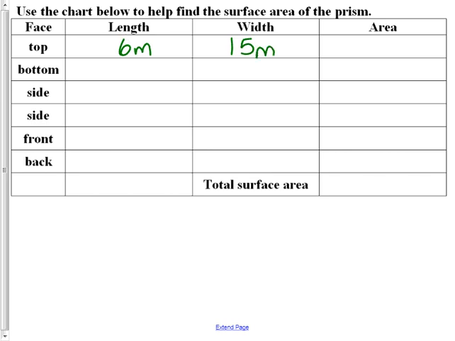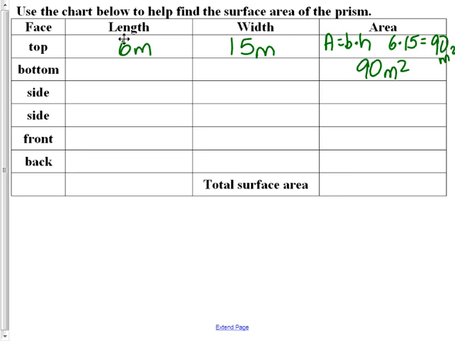And 6 times 15, and the reason I'm doing 6 by 15 is because they are rectangles. So I'm doing area equals base times height. So I'm going to do 6 times 15, which is 90 square meters. And the bottom is also going to be 90 square meters.